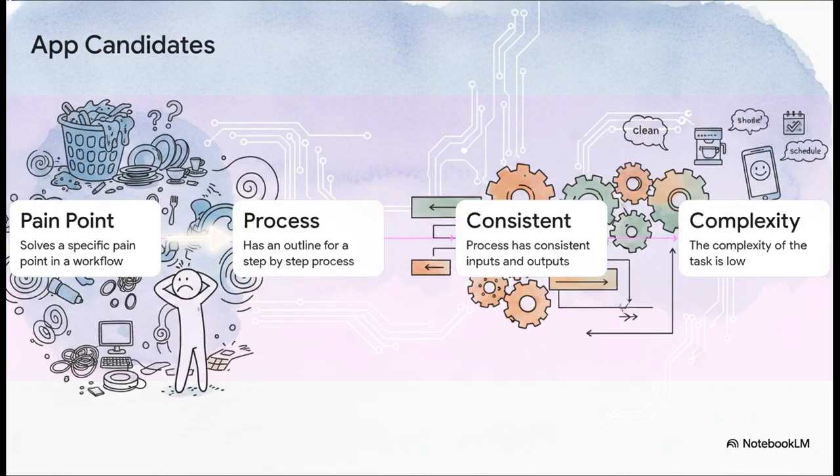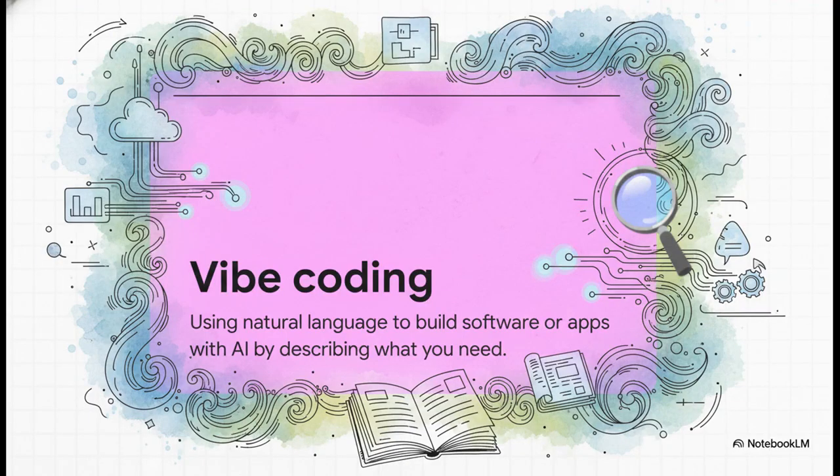Okay, so how do we actually pick the right chore to automate? Well, Amar, the product and design lead over at Google AI Studio, has this seriously brilliant, super simple 4-question framework to figure exactly that out. First off, does the task solve a specific pain point? Second, can you outline a clear step-by-step process for it? Third, does it have consistent inputs and outputs? And fourth, is the overall complexity relatively low? If you can nod your head and answer yes to these, you've just found the absolute perfect candidate for your first custom app.